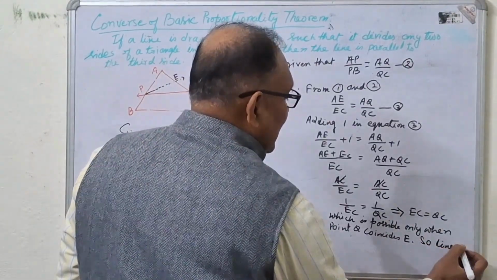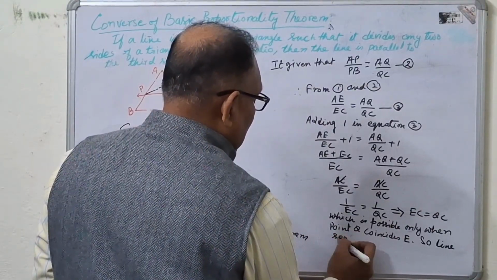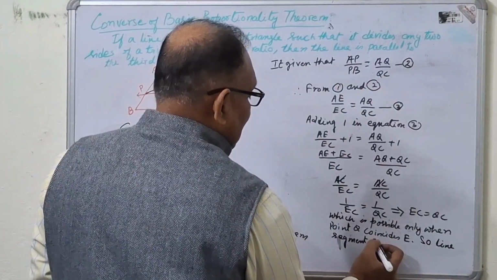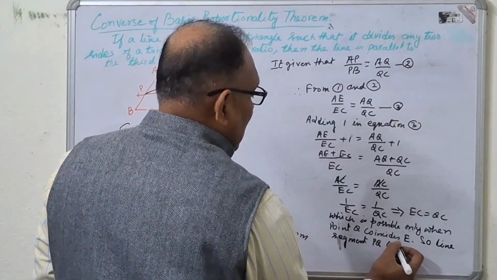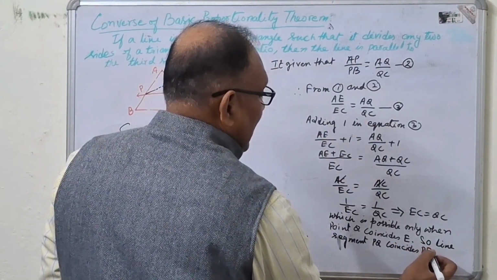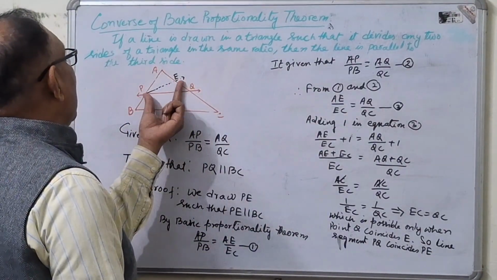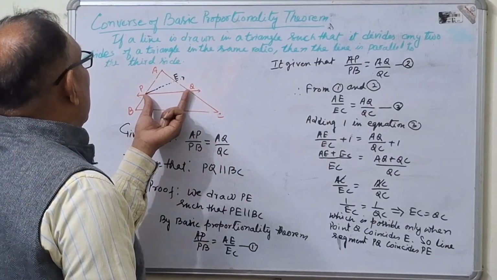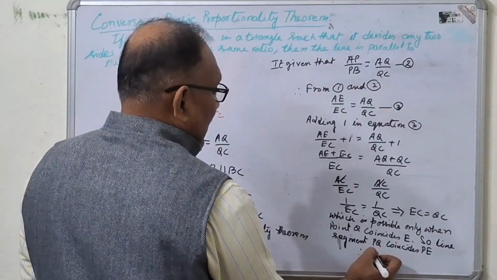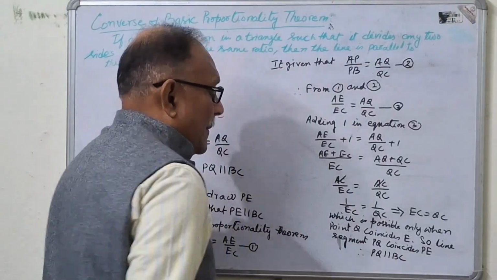So line segment PQ coincides with PE, and since PE is parallel to BC, PQ will also be parallel to BC. Therefore, PQ is parallel to BC.